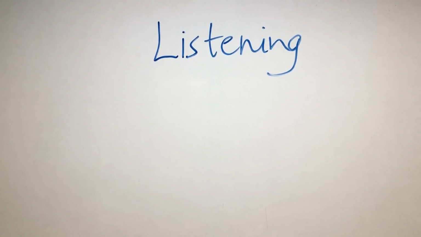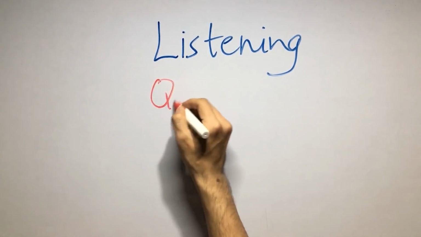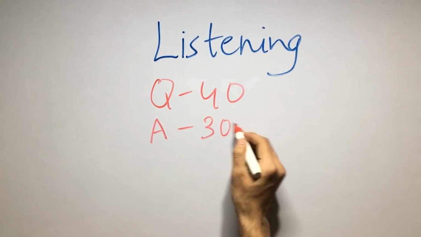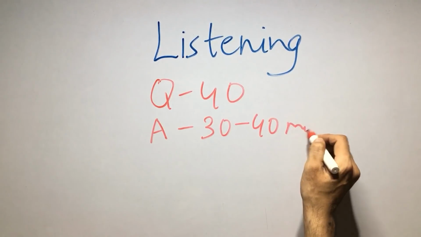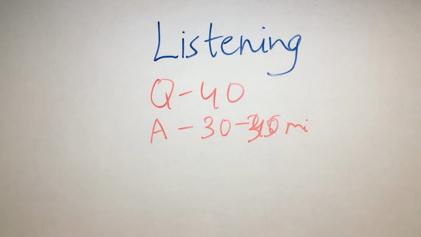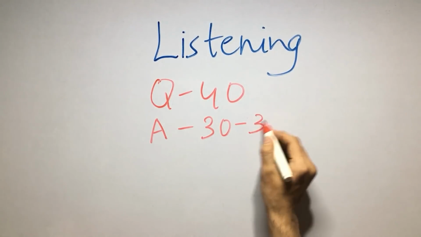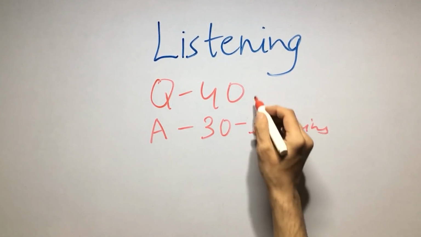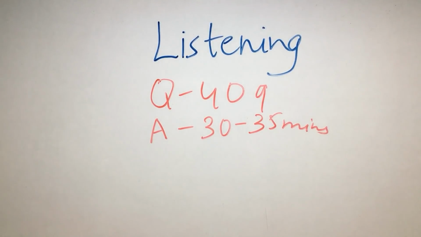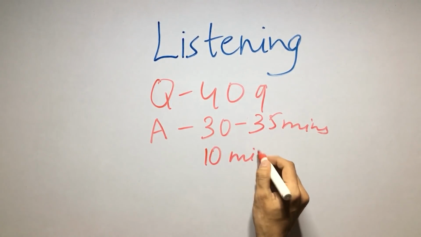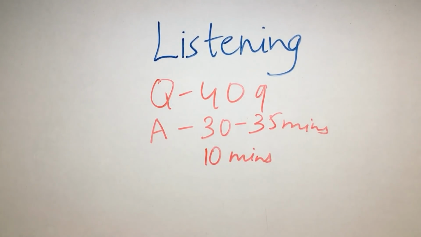Now let's see how many questions there are. In listening, the number of questions is 40. And there will be an audio played for 30 to 35 minutes, my bad. So there will be 40 questions and the audio will be played for 30 to 35 minutes. You have to write the answers first in the question sheet and then later in the answer sheet, and you'll get an extra 10 minutes to copy the answers from the question sheet to the answer sheet.